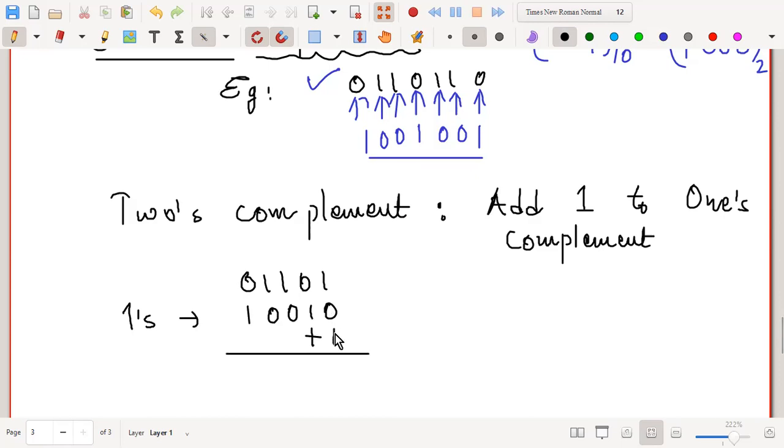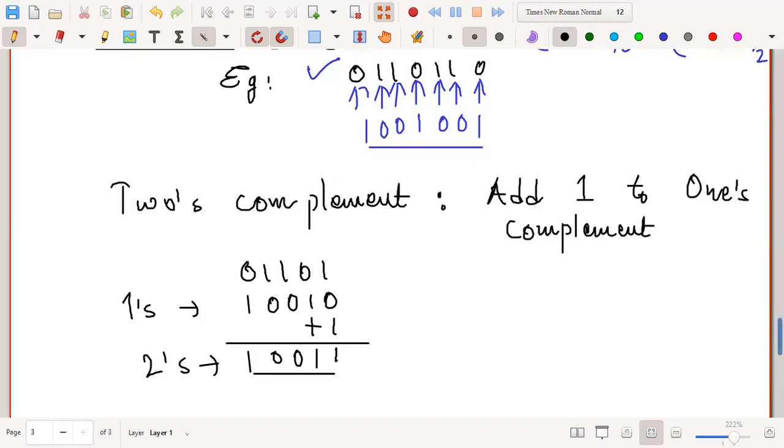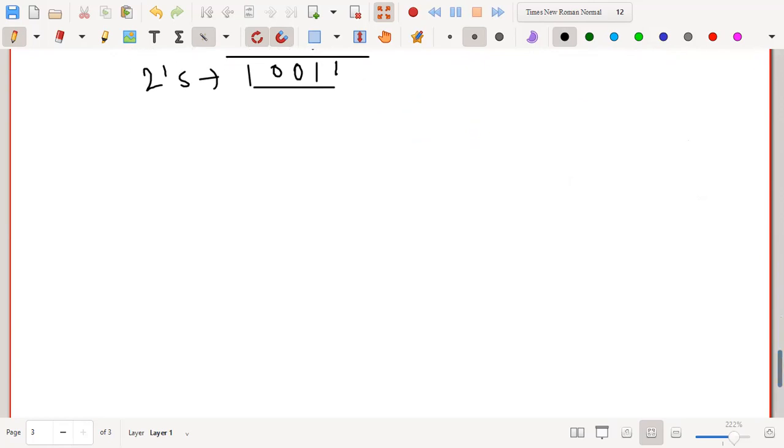So 0 plus 1 is 1. Then you have all these numbers here. So this is your 2's complement. You just need to add 1 to the 1's complement. There are other shortcut methods also to do the 2's complement. For example, let me try to tell you one method.